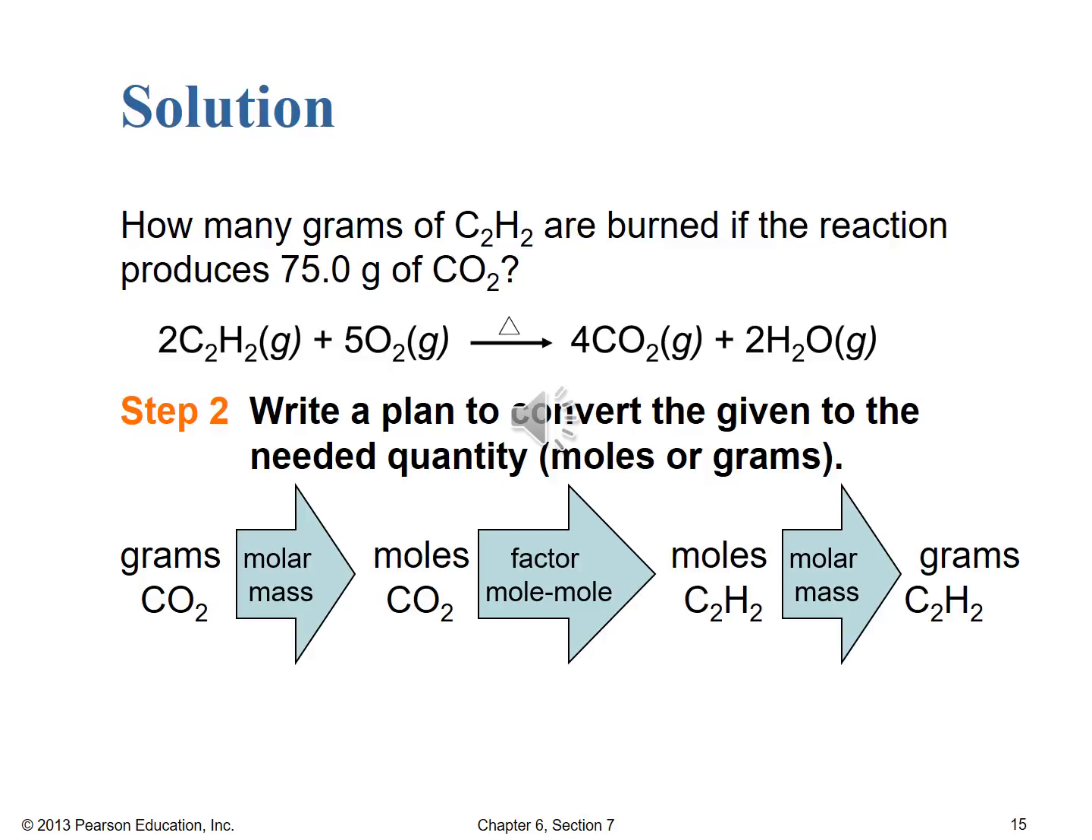Moving on to the next step, we have our plan to convert the given to the needed quantities. In this case, we're going to use moles and grams at different points. So we're going to start with grams of CO2 because that's what's given in the problem. We're going to use that formula CO2 to find the molar mass and ultimately convert those grams into moles. Once we're in moles of CO2, we'll use the coefficients of the balanced chemical equation to figure out the moles of C2H2 that would have produced that much CO2. And finally, because our question asks for grams, we need to take the moles of C2H2 and convert it into grams of C2H2 by use of the molar mass of acetylene.